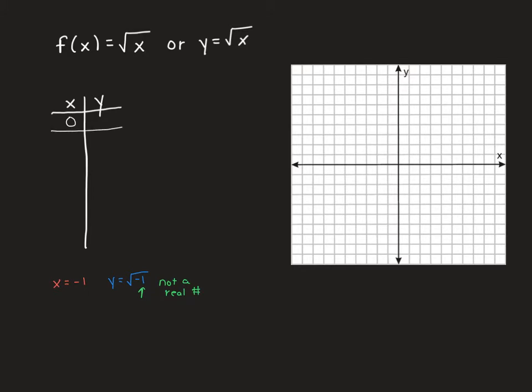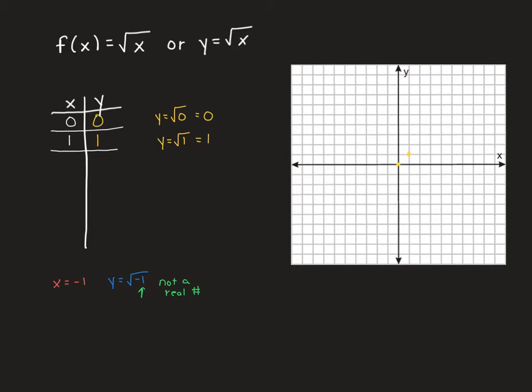choose is 0. So if we plug that into our function, y is equal to the square root of 0, which is 0. So that's our first ordered pair, 0, 0. So right here at the origin. We can choose 1 because 1 is a perfect square. We can take the square root of that. So y is equal to the square root of 1, which is 1. So when x is 1, y is 1. So we also have a point at 1, 1 here.